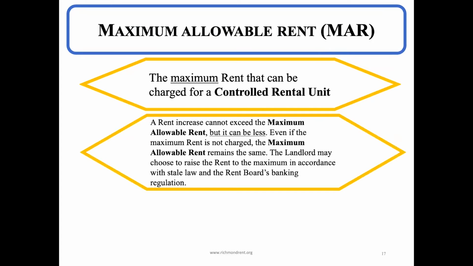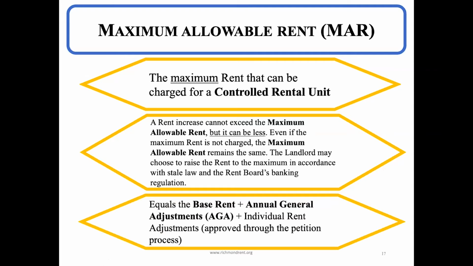Even if the maximum rent is not charged, the maximum allowable rent remains the same until it gets adjusted every year per the AGA. But for the time being, it'll stay the same. The landlord may choose to raise the rent to the maximum in accordance with state law and the rent board banking regulation. So the maximum allowable rent, again, equals the base rent plus any annual adjustments plus any individual rent adjustments that have been approved through the petition process.